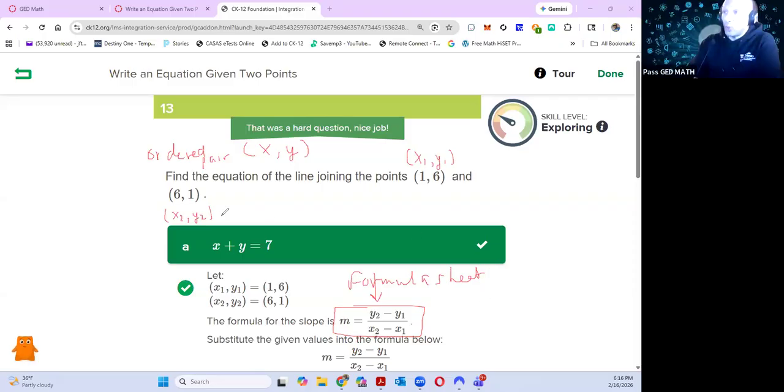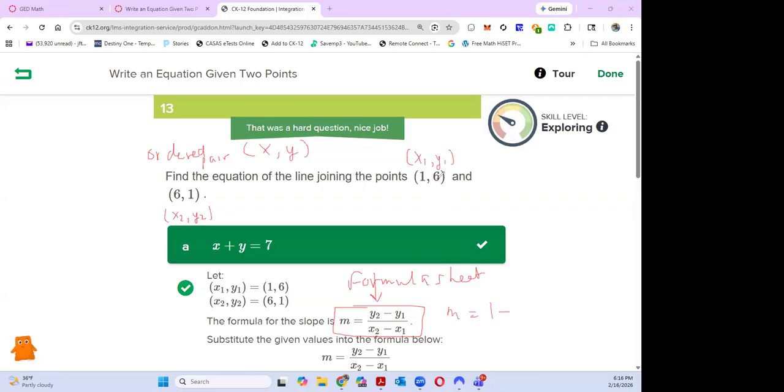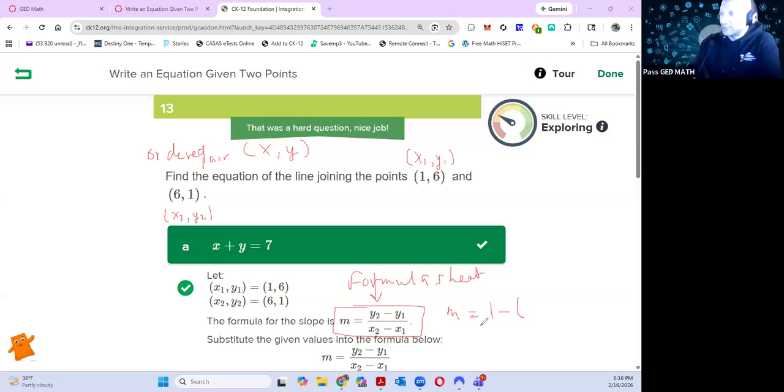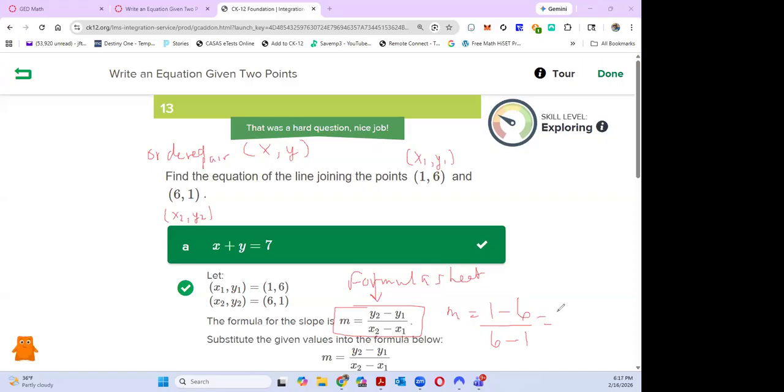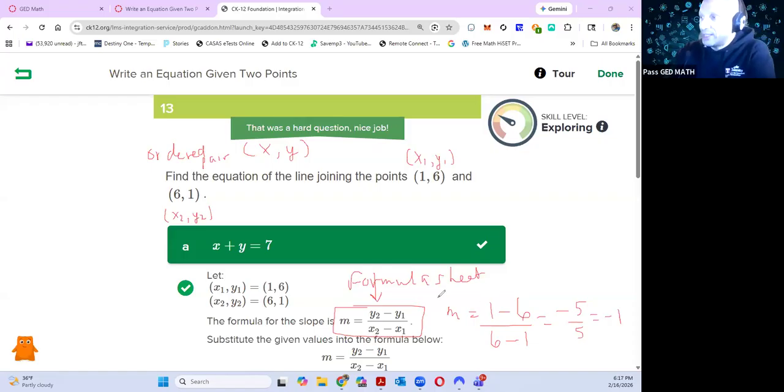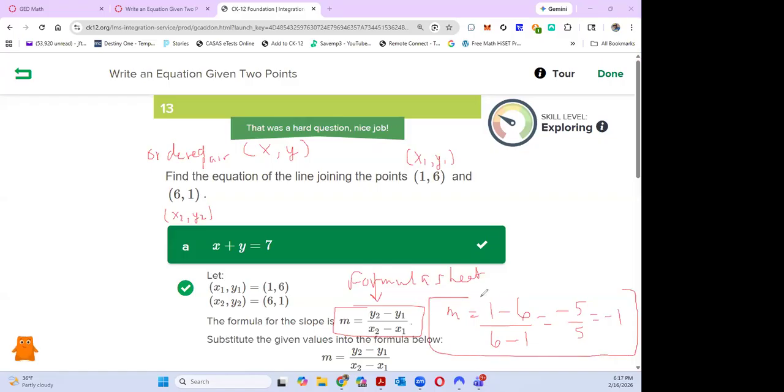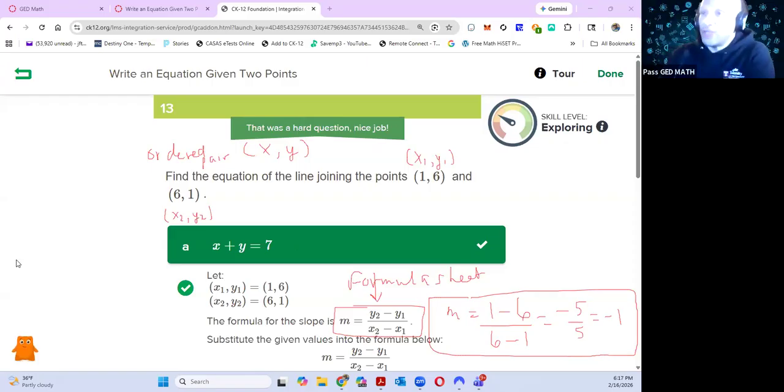So y2 is 1 minus y1, which is 6. x2, which is 6, minus x1, which is 1. So that's -5 over 5. That reduces to -1. That's how we found the slope. Okay. Got me? Now, we know the slope is -1.